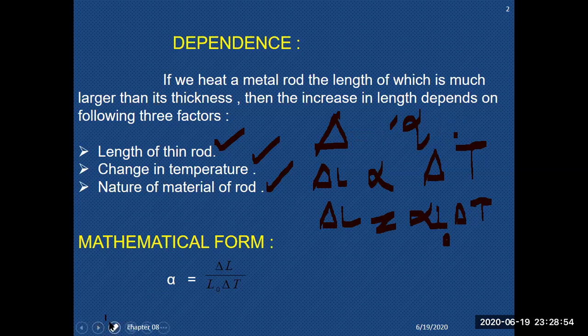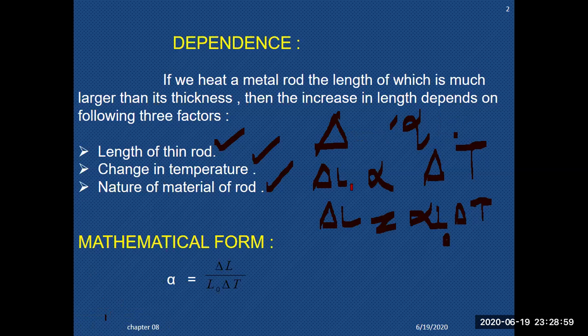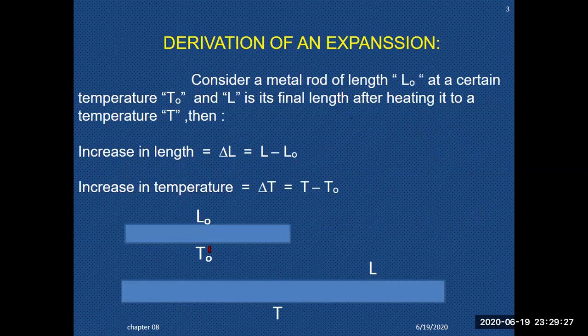So here it is. Use a highlighter to highlight it. That is del L directly proportional to L naught. It is also directly proportional to del T. If you combine these two, del L is directly proportional to L naught del T. Here alpha is basically the coefficient of linear expansion, and after putting the values, you get coefficient of linear expansion alpha equal to del L over L naught del T. So this is the mathematical formula to calculate it.